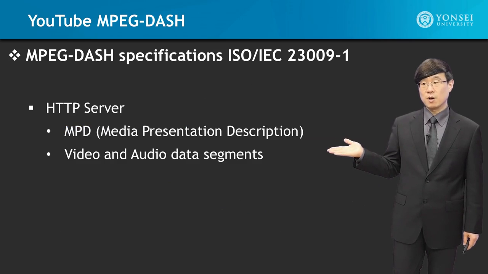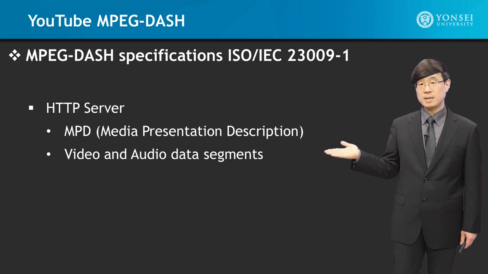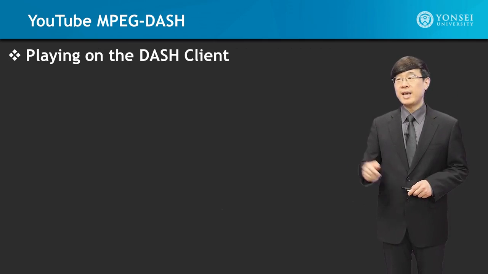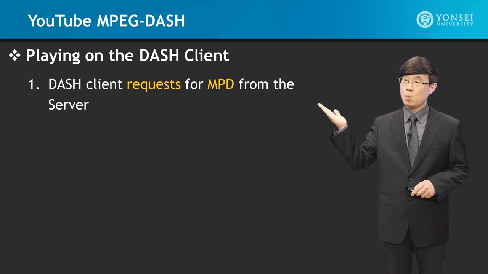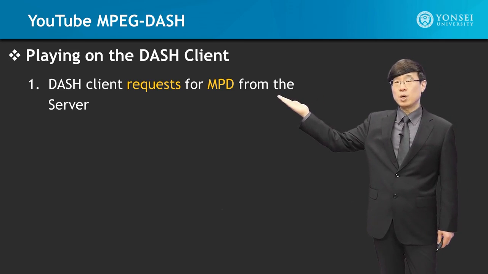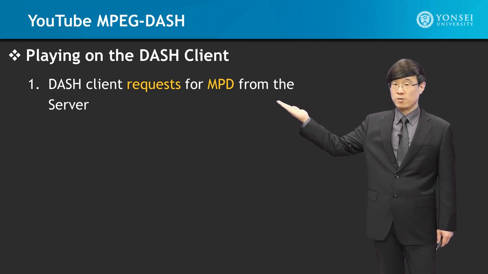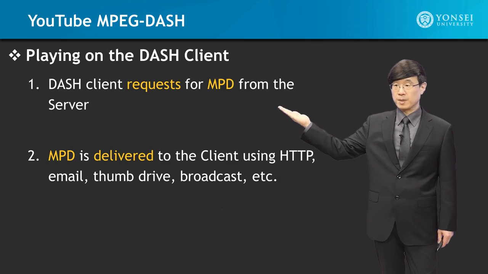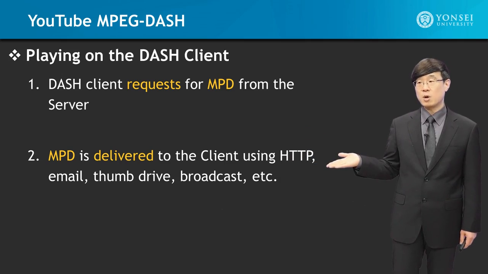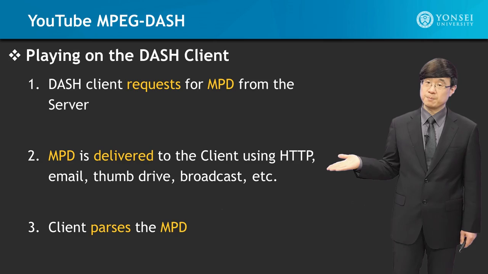On the HTTP server, the MPD and the video and audio data segments are stored and maintained and controlled there. Playing on a Dash client is based on step 1, where the Dash client requests the MPD from the server to be sent. Once again, this is a pull mechanism, so the client needs to request for it to be delivered from the server. The typical pull mechanism. The MPD is delivered to the client using HTTP, email, thumb drive, broadcast, or some other mechanism.